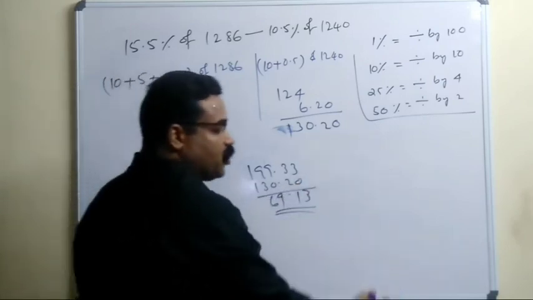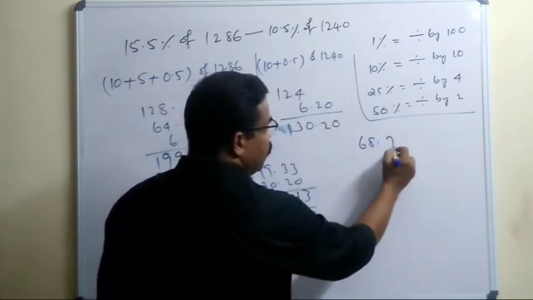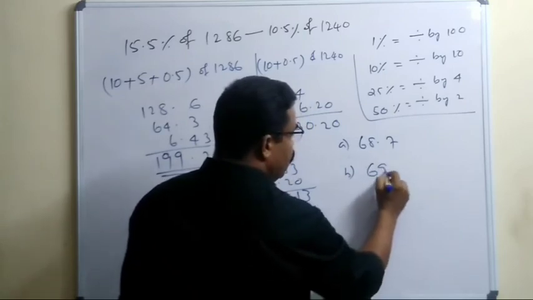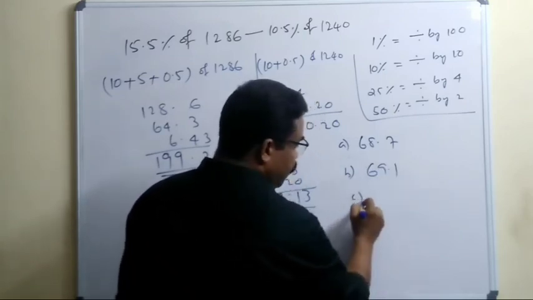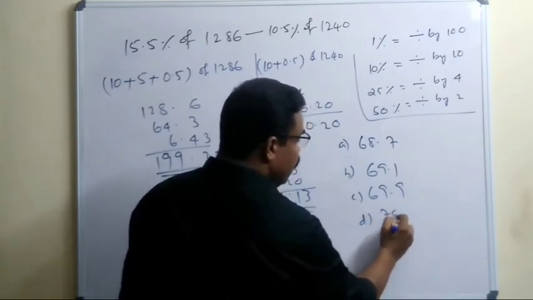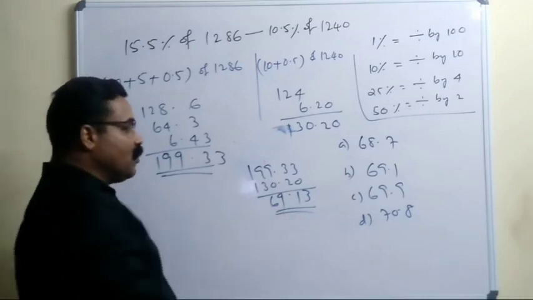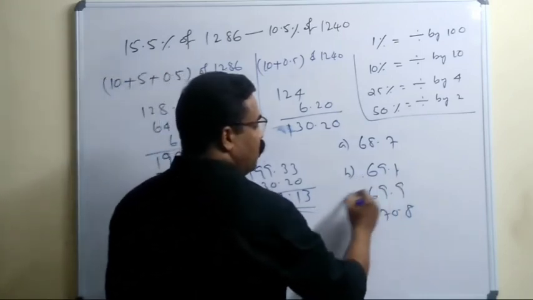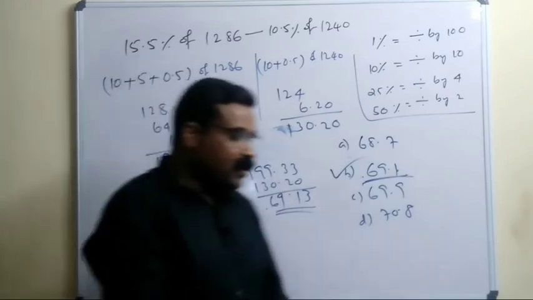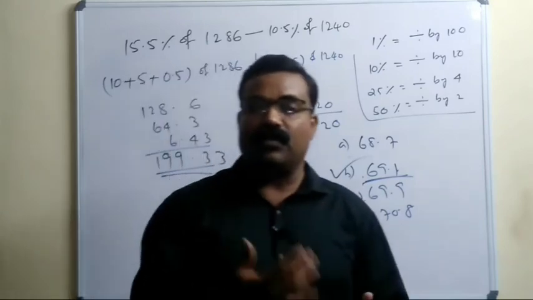Four options are also given to you. What are the options given in this question? A is 68.7, B is 69.1, C is 69.9 and D is 70.8. So you got 69.13. What is the approximate value? 69.1. So this is the answer for this question. So this is the method we will use for calculating percentage and percentage based questions.